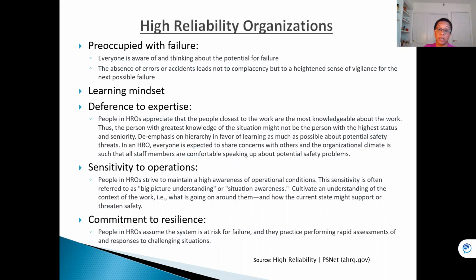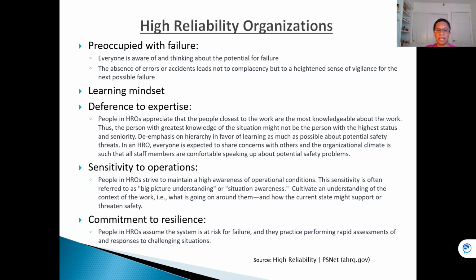High reliability organizations. So what are those? You'll hear organizations, leadership say, we're an HRO, we're a high reliability organization. Safety is important for us. So what are some of the key tenets or traits of high reliability organizations? For one, they're preoccupied with failure. And by that, I mean, they're obsessed with it. They're always thinking about how can we fail?